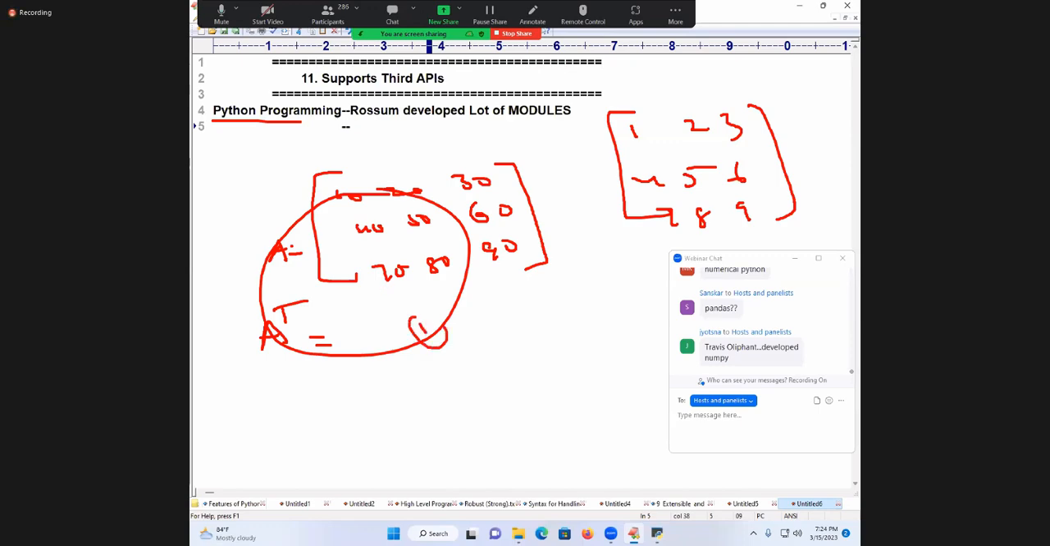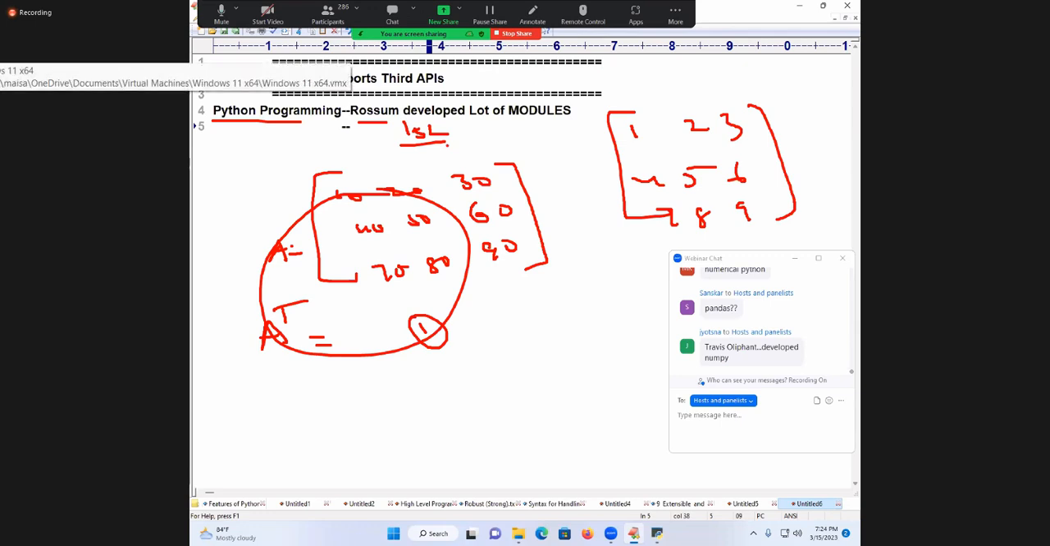How many lines of code? One line of code I will write. If I want to do it in plain Python code, I have to write 15 lines of code, which is complex for me to write. If a data scientist wants to use matrices in a data science algorithm, I will install the NumPy module and directly use matrix operations.